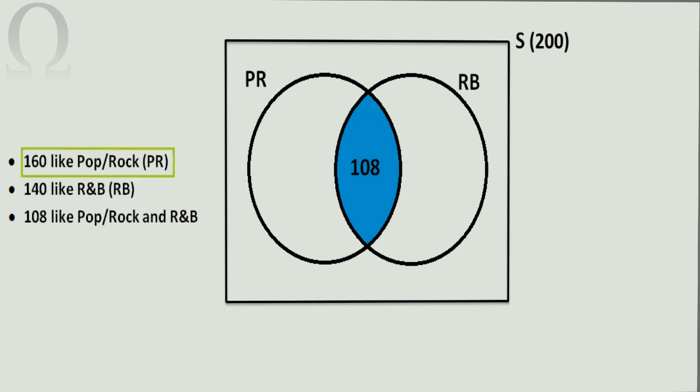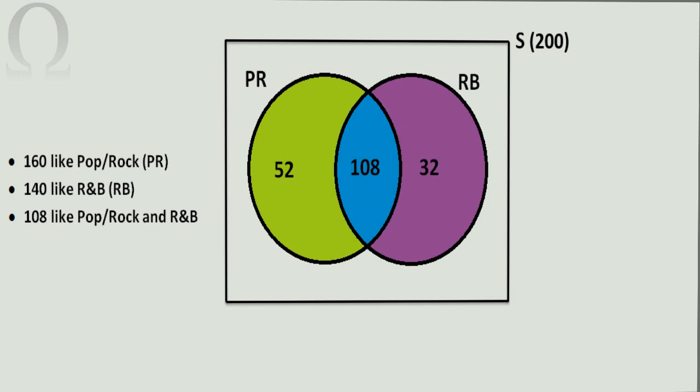We are also given that 160 teenagers like pop rock. This means that, of the 200 teenagers interviewed, 160 of them like pop rock. 108 of those 160 teenagers also like R&B, so the number of teenagers that only like pop rock is therefore 160 minus 108, which is 52. Likewise, the number of teenagers that only like R&B is 140 minus 108, which is 32.